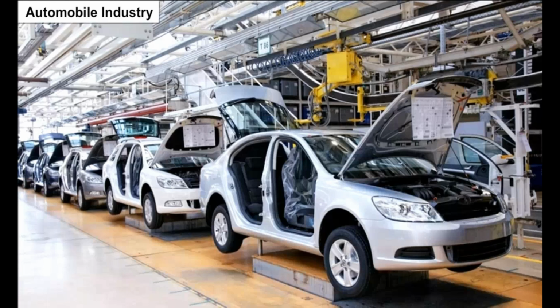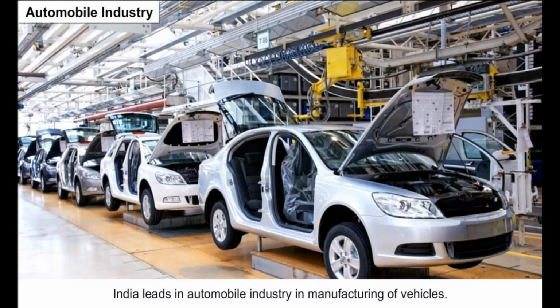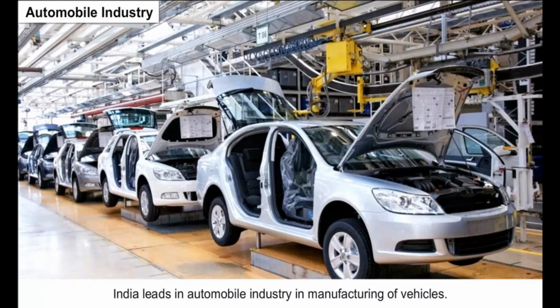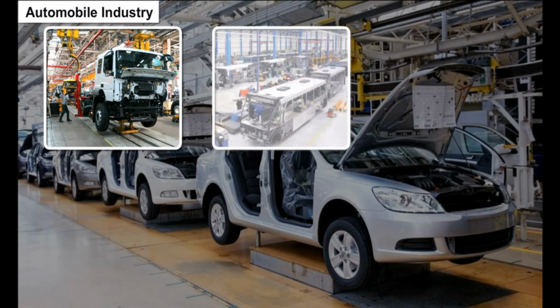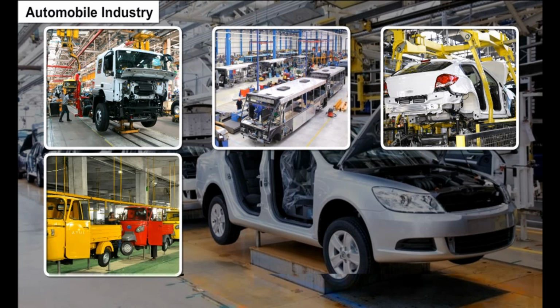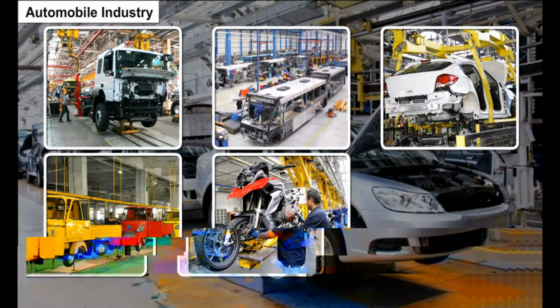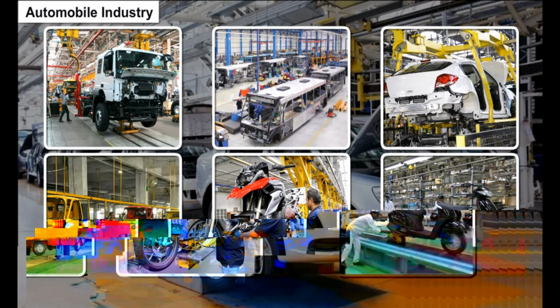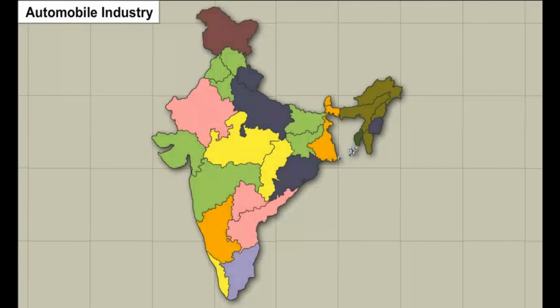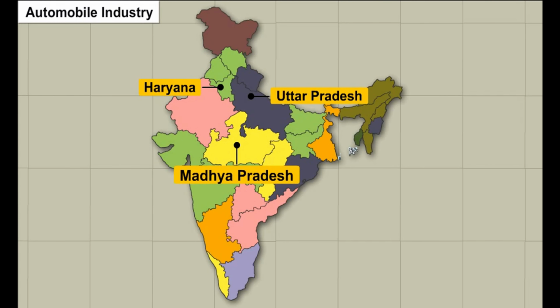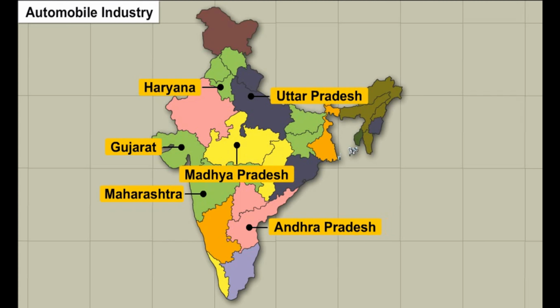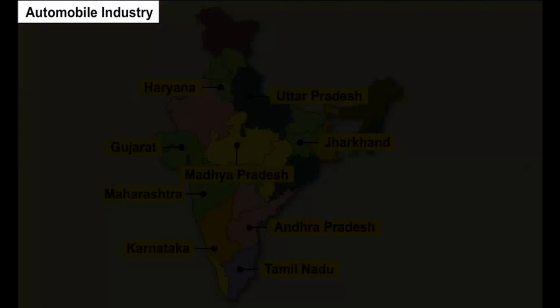Automobile industry. India leads in the automobile industry in manufacturing of both heavy vehicles like trucks, buses, and light vehicles like cars, three-wheelers, motorcycles, and scooters, etc. Automobile industries are mainly established in Haryana, Uttar Pradesh, Madhya Pradesh, Gujarat, Maharashtra, Andhra Pradesh, Jharkhand, Karnataka, and Tamil Nadu.